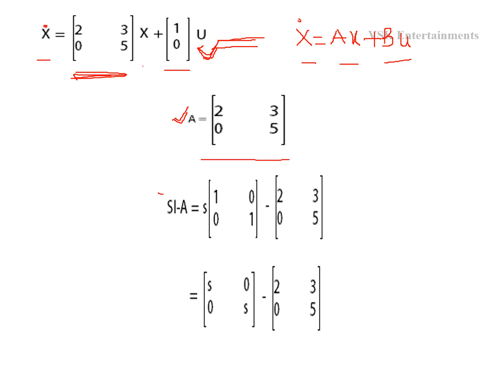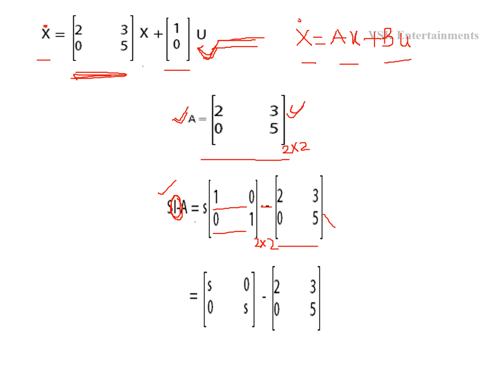Now find out sI minus A. Here I is the identity matrix. The order of this identity matrix depends upon the order of the system matrix A. Here the system matrix is a 2 by 2 matrix, so we have to consider an identity matrix of order 2 by 2. So s into the identity matrix [1 0; 0 1] minus A, that is the system matrix [2 3; 0 5].